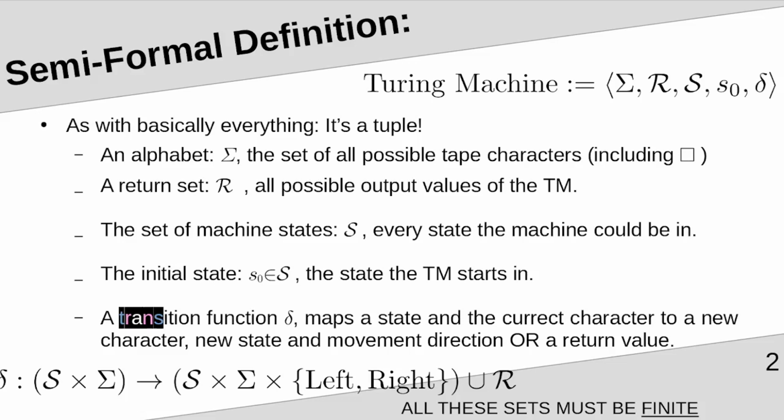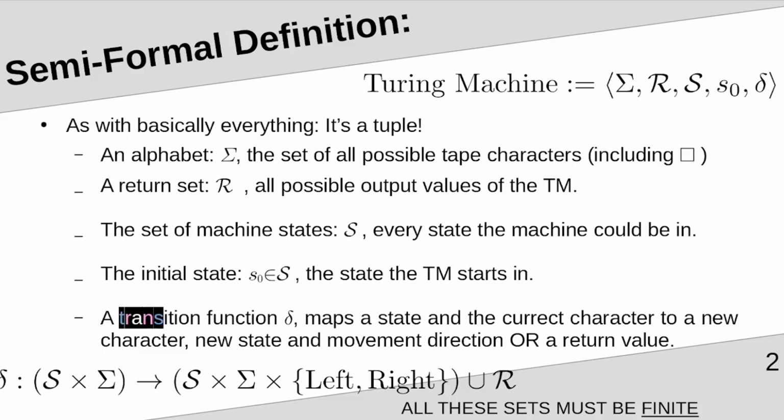So the transition function delta, it maps a state and a character. So that is the state the machine is currently in and the character under the head on the tape, to the new state, so the state that machine is going to end up in, the new character to write to the tape, and either left or right, which is the direction the head is going to move. Or instead of that output, it could just output a return value, so an element of the return set.